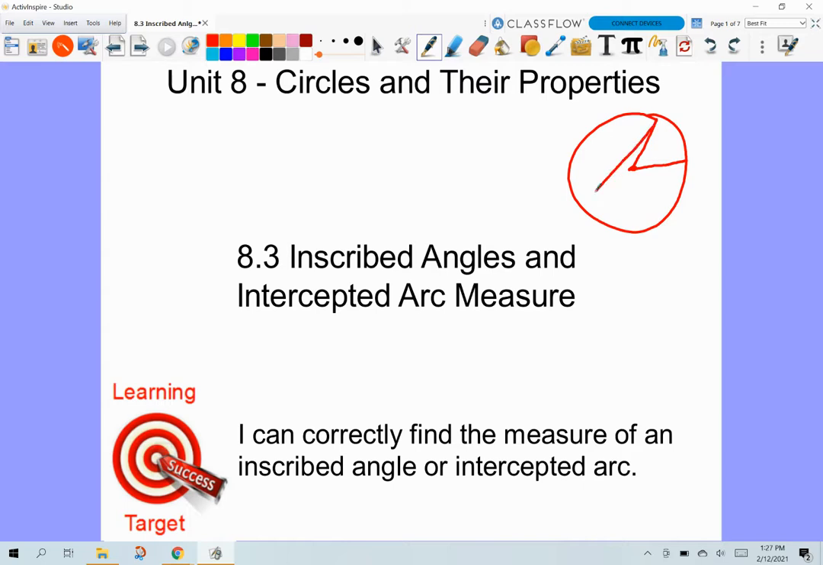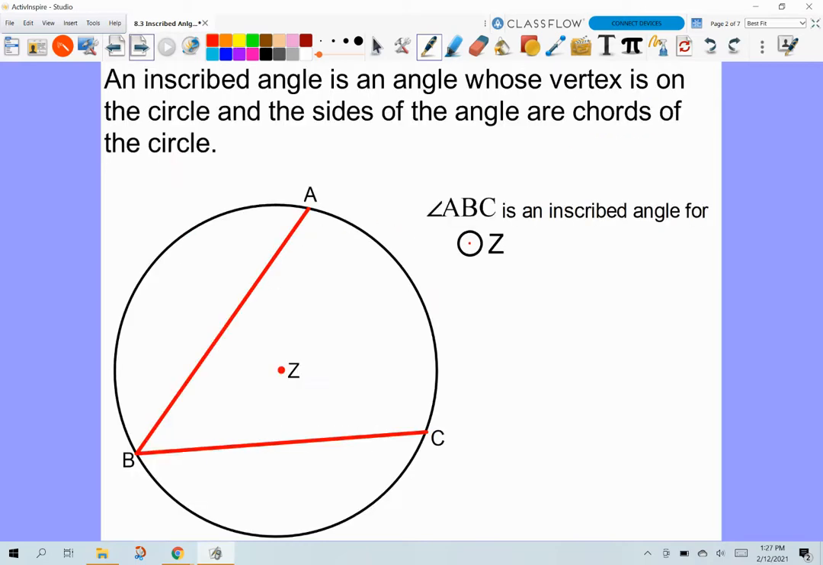So if I pulled this vertex back, what we're trying to do is look at how this angle compares to this angle. Now, they are related, but they're different. So the word inscribed literally means drawn inside. I have an angle that is drawn inside of a circle. So the vertex, the pointy part of the angle, is way back here on the circle. So this angle ABC is inscribed in circle Z.